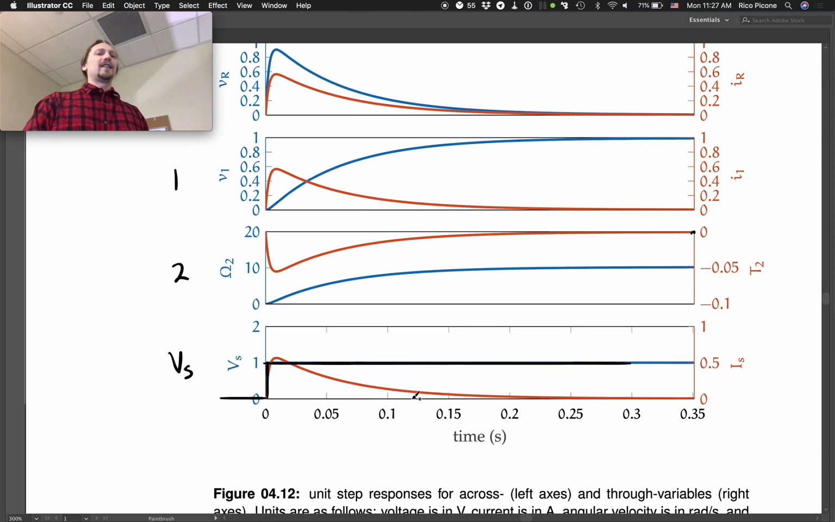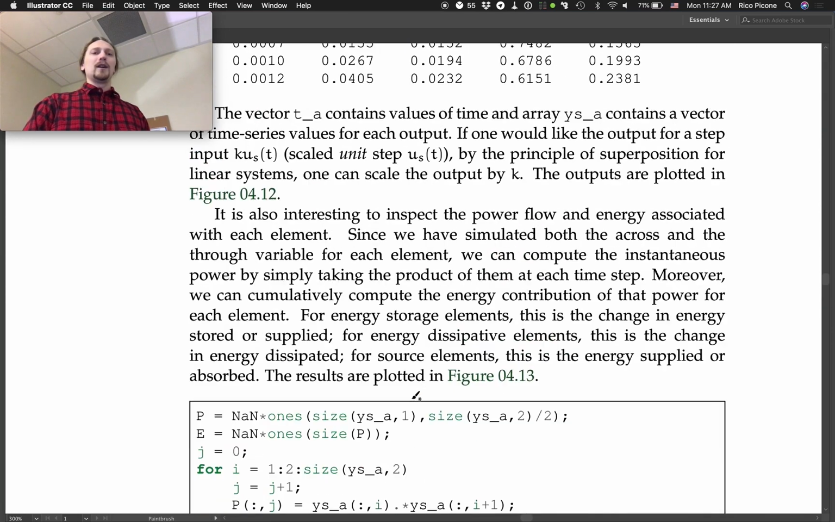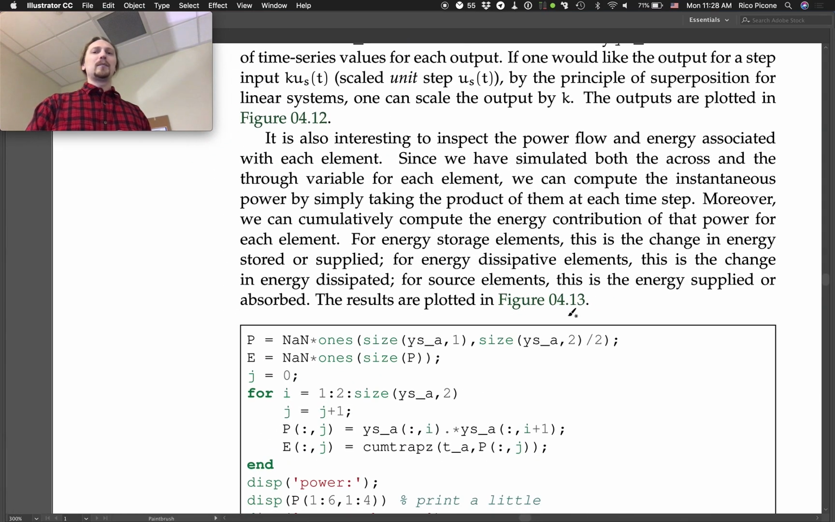Okay. Now we're ready to inspect the power flow and energy associated with each element. Since we have simulated both the across and through variable for each, we can compute the instantaneous power by simply taking the product of them at each time step. So if you know the voltage and you know the current at every time step, you know the power flow by just multiplying those two values.